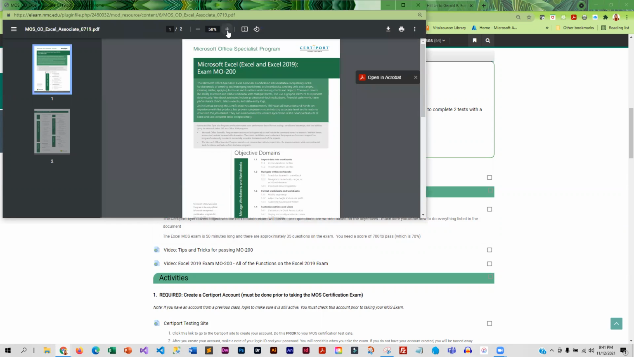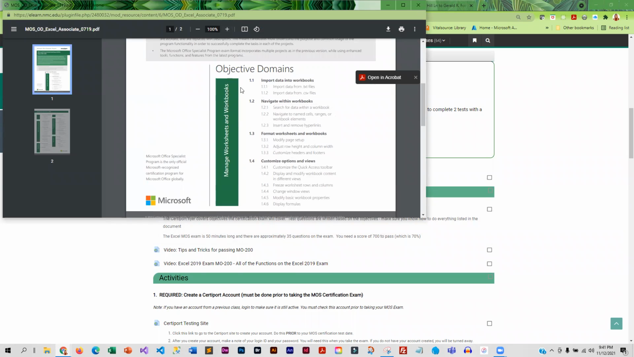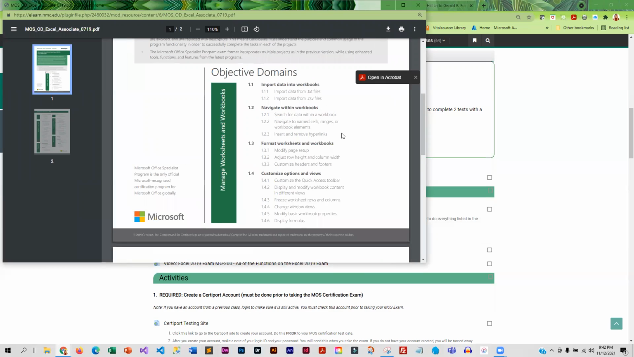So if we zoom in here, the objective domains have objectives and then there are sub-objectives. And the sub-objectives are what the exam subject matter experts write questions on. And the reason I know is because I'm one of their subject matter experts and I have written questions for this test and many others. So this is what the question writers receive, and this is what the tasks that you are asked to do are going to focus on.